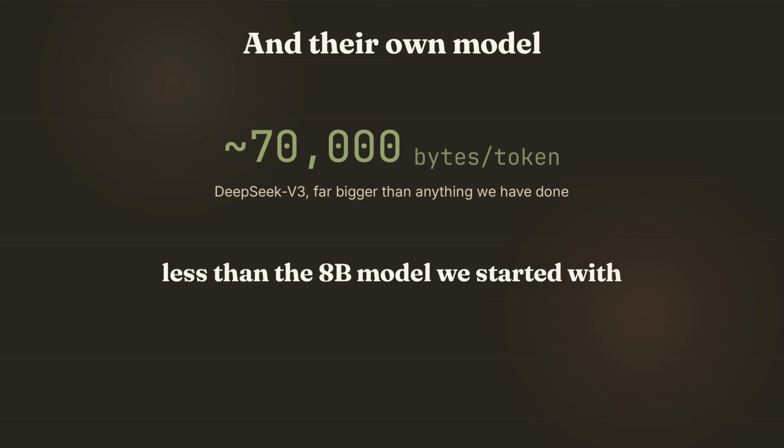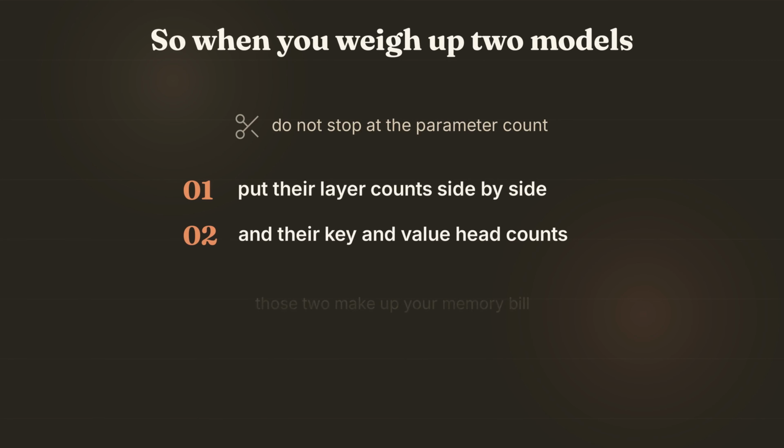So how do they do that? A different design for attention. And that's a whole module later in this course, and it's one of my favorite parts of it. So what do you take from all that? When you're weighing up two models, don't stop at the parameter count. Go and put their layer counts side by side and their key and value head counts, because those two are what your memory bill is actually made of.